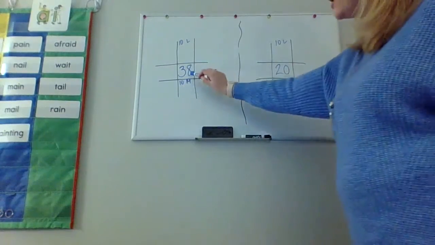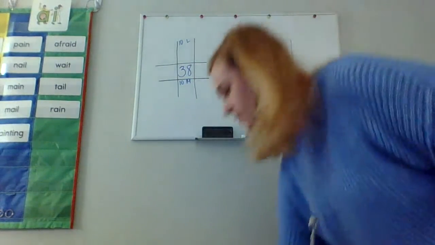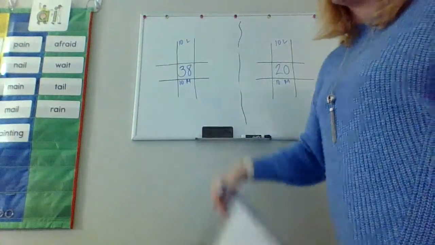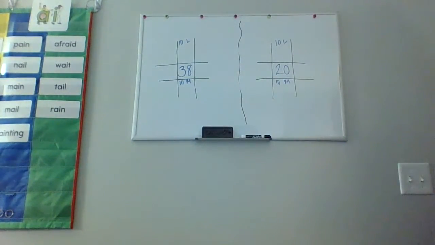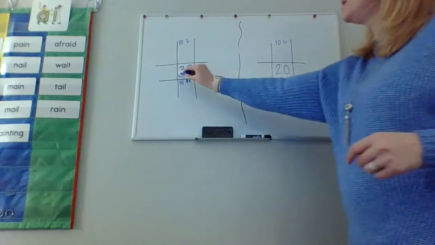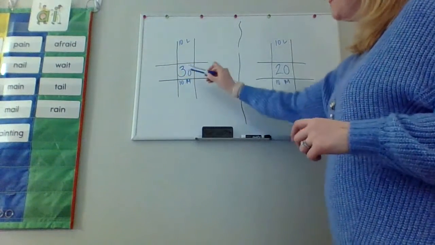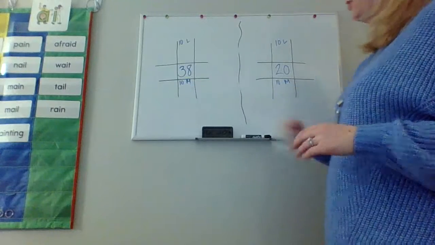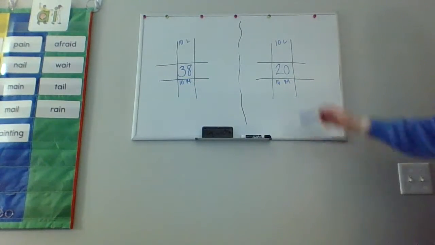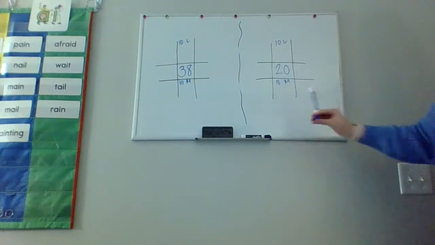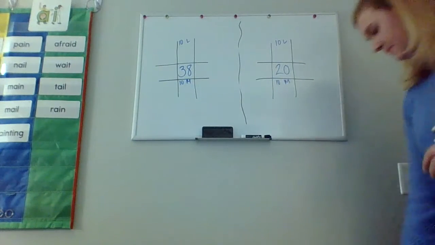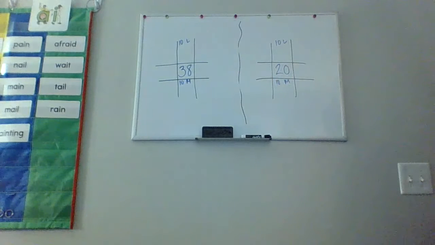So 38, you're telling me 10 more, 10 less. Don't forget to use your hundreds chart. Think about what it means. You're counting by tens. So what is the tens place before 38? What is the tens place after 38? What is the tens place before 20? What is the tens place after 20? If you're skip counting by tens, think about it that way.